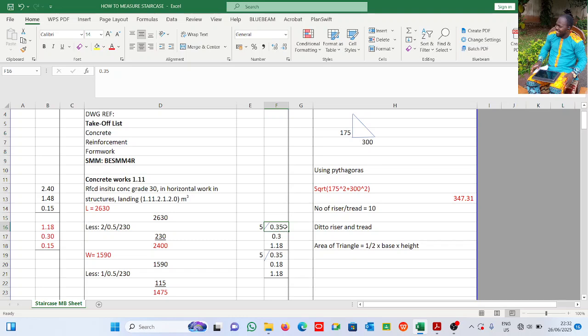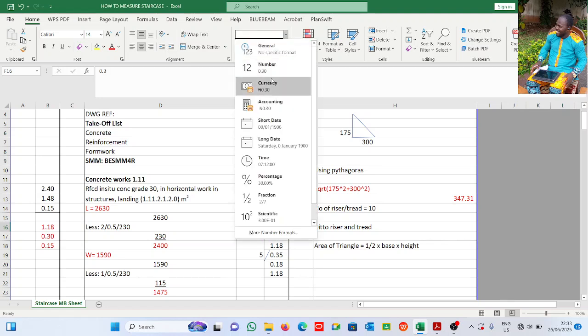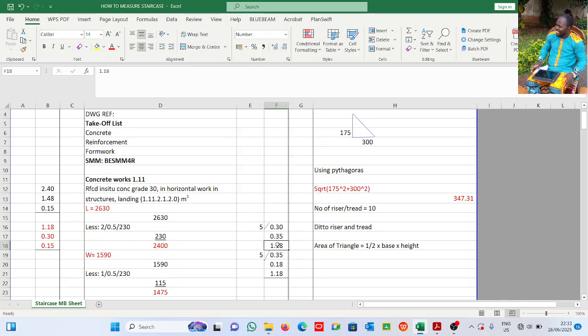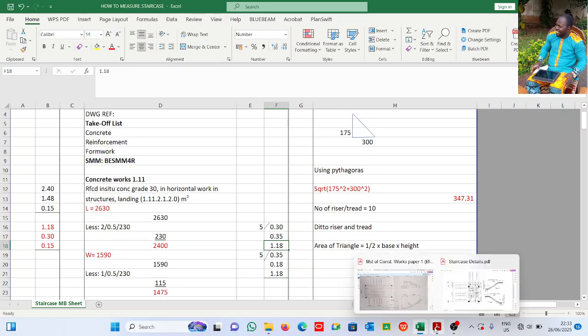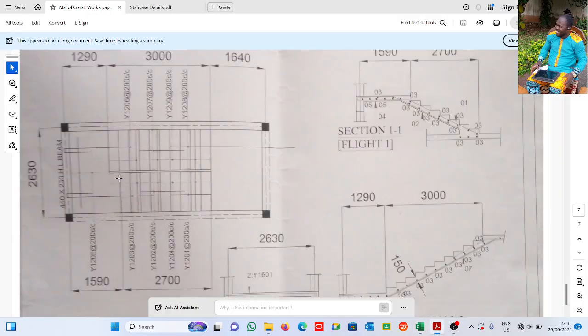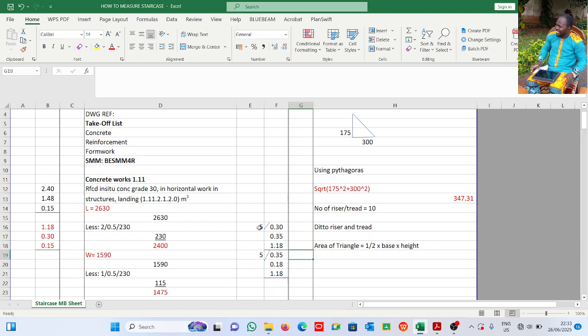The base is 0.30, the height is 0.35, which is the slant height, times the length of that particular thread, that is the length from here to here. So it is times half, because we have 10 threads altogether, times 0.5. The same thing goes for the other flight also, because they are not the same thing.